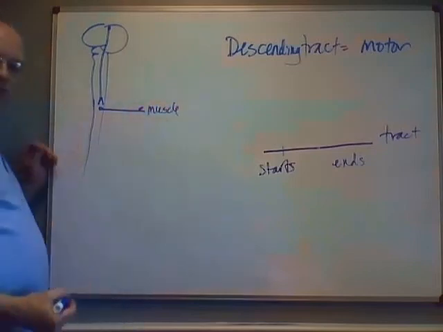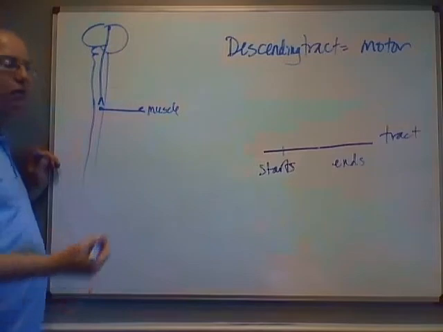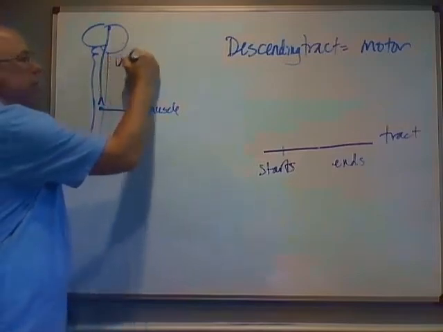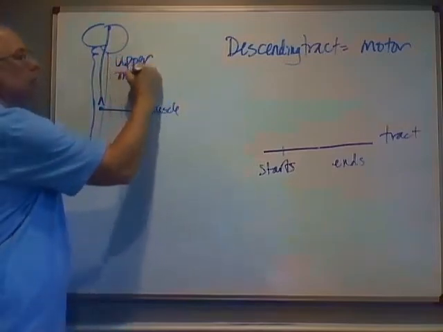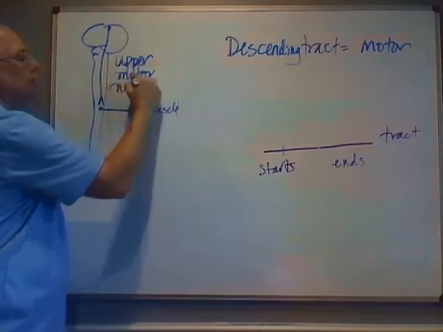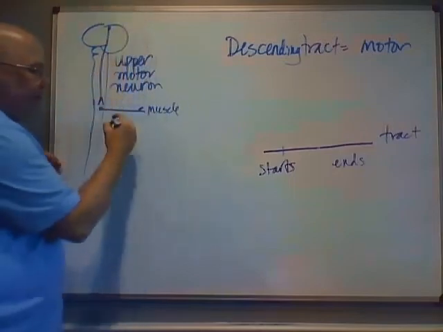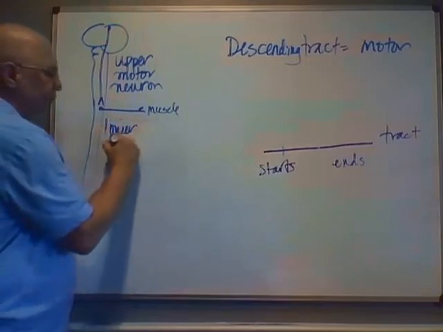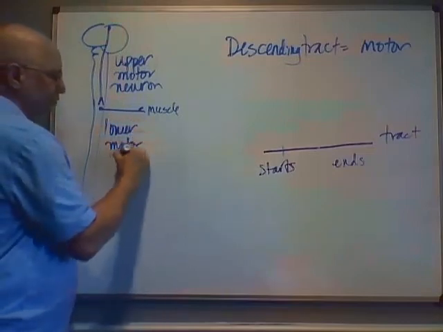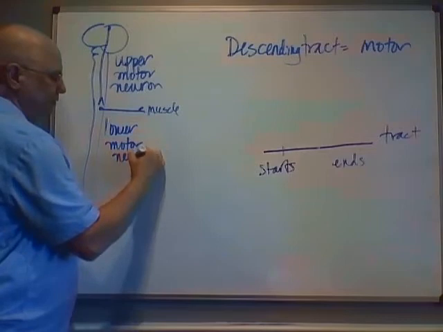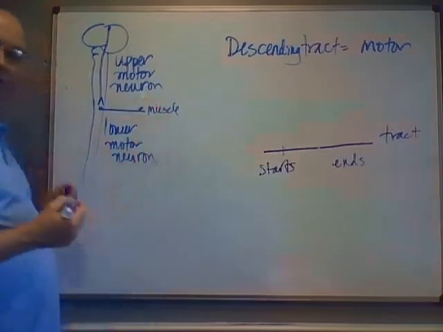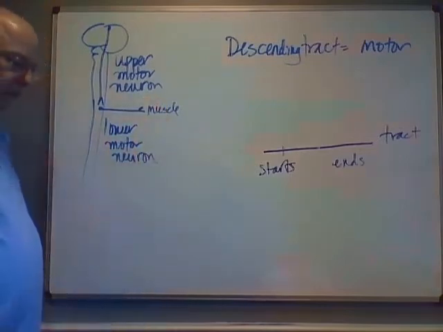We have 2 neurons usually in the pathway. Not always, but this is a simple way to think about it. The top one is called the upper motor neuron because it's higher up in the brain and descends down. And then the second one is usually called the lower motor neuron because it's lower in the spinal cord. Now, these are somatic motor pathways.